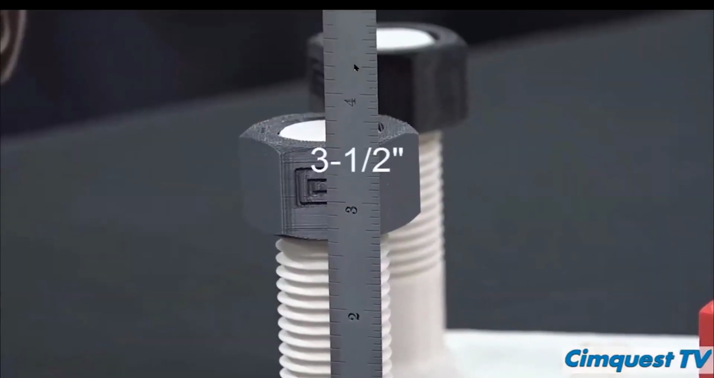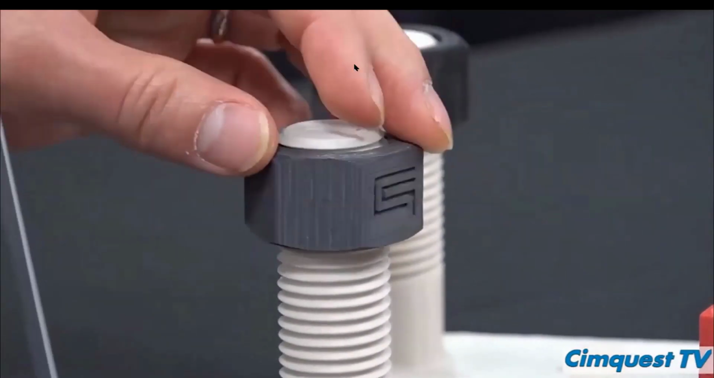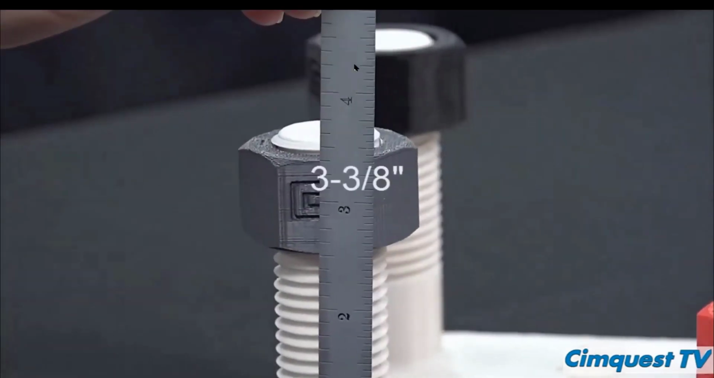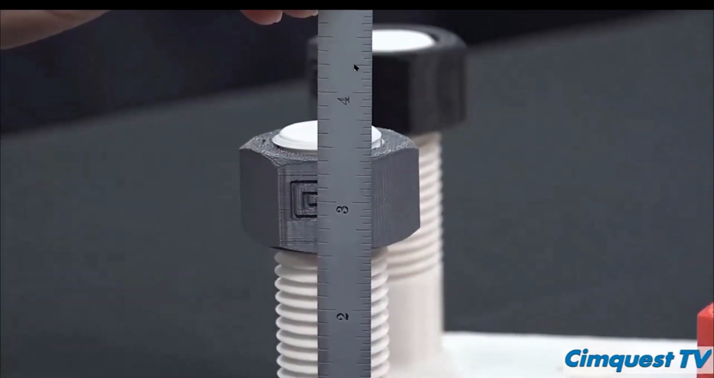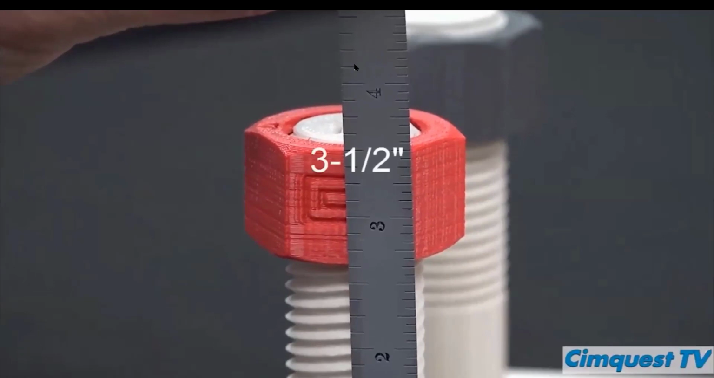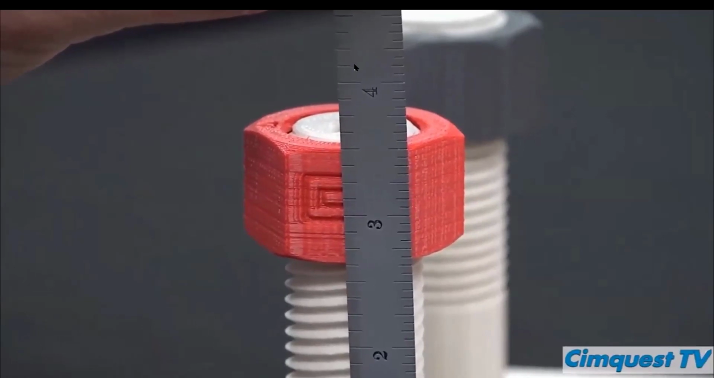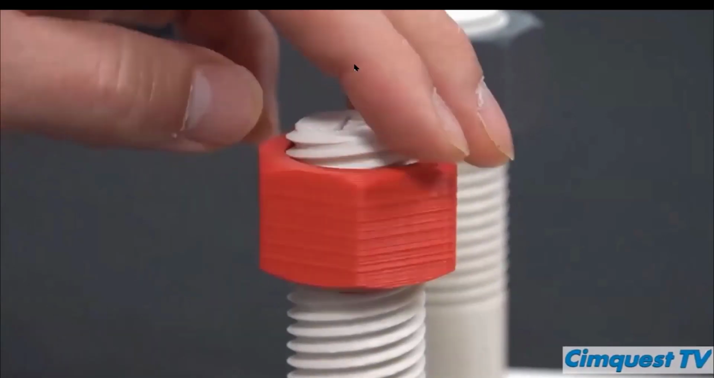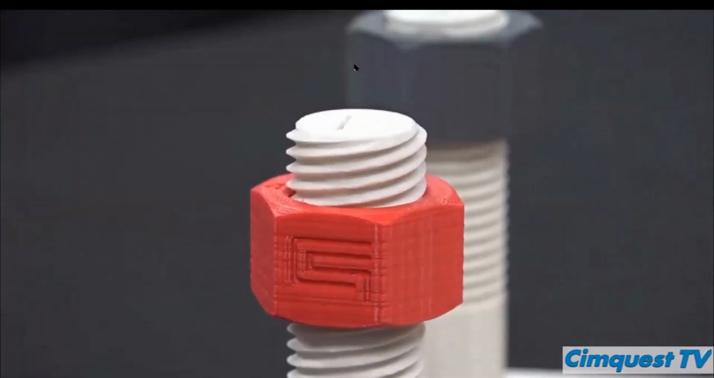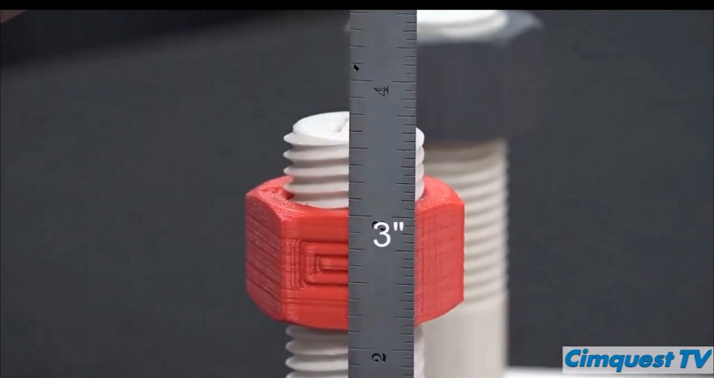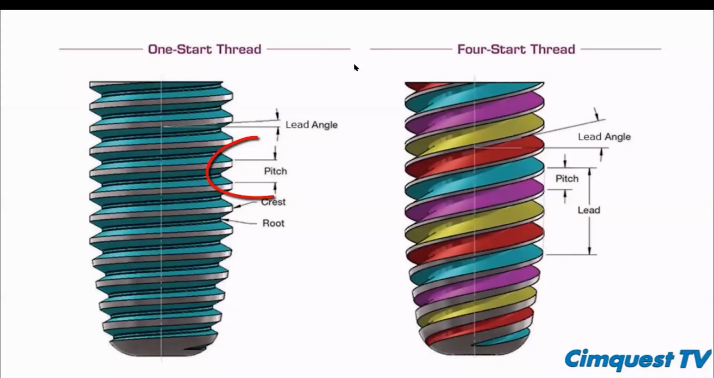Notice in this example, I have a single thread with a pitch of 1/8 inch. One full turn gives me a lead of 1/8 inch. In this other example, I have a 4-start thread. One full turn here gives me a lead of 1/2 inch, allowing for a quick connect and disconnect. In both examples, the 1/8 inch pitch is maintained.